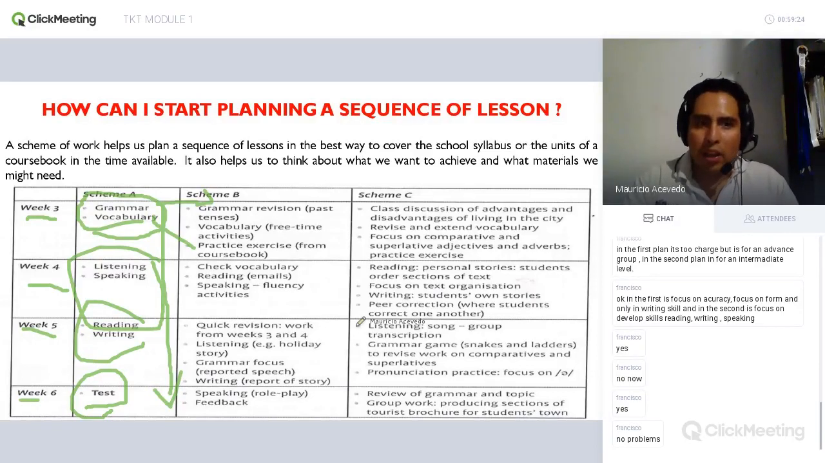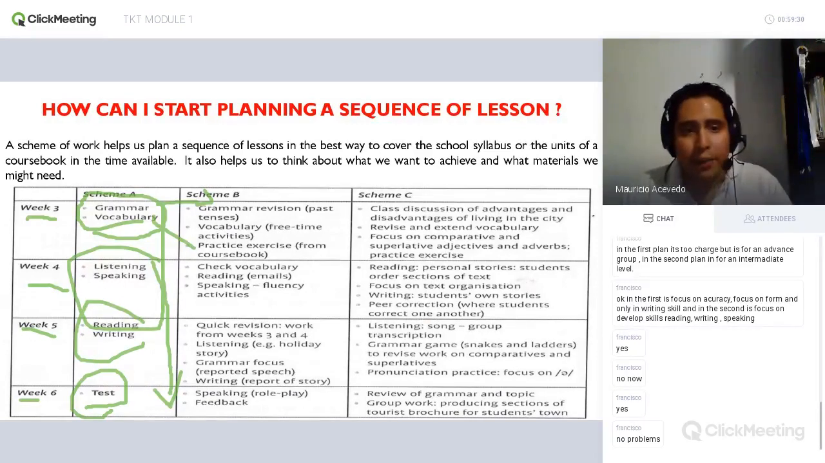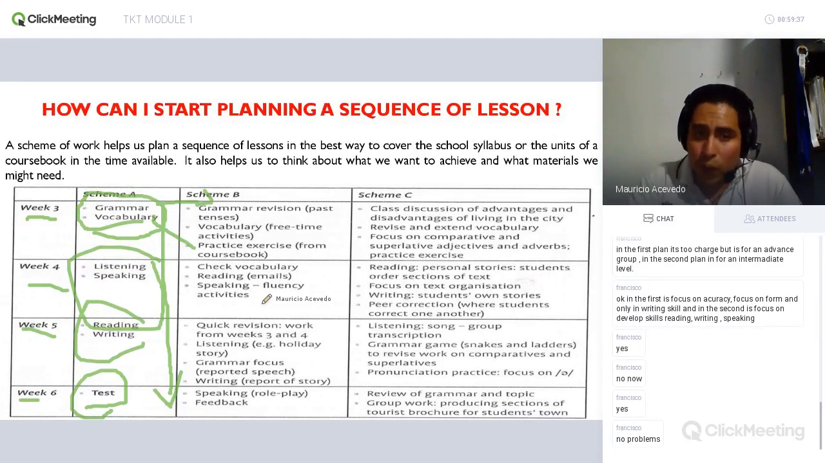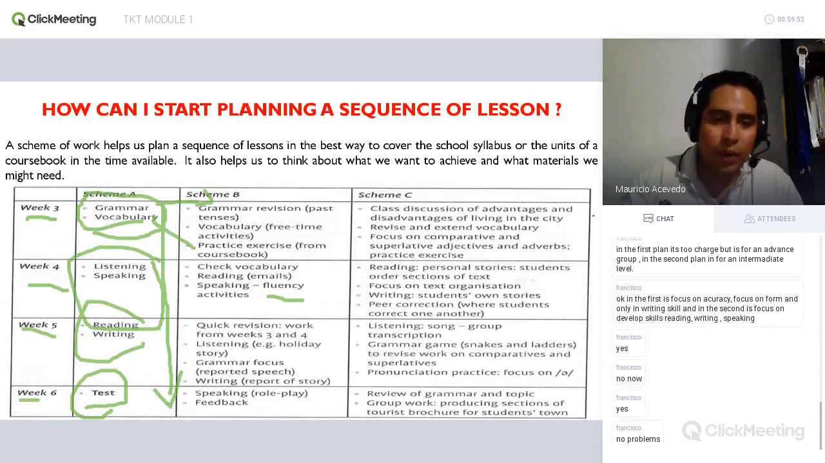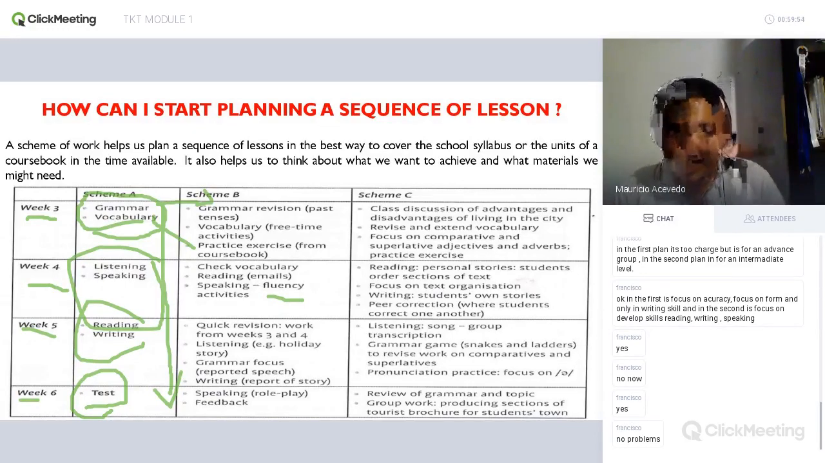Okay, part B. Listening and speaking. But what about the listening and speaking? Well, you're going to recheck vocabulary. Okay, you're going to look at reading emails, speaking fluency activities, especially fluency. Okay, you are going to practice speaking. But what kind of speaking? Fluency. Okay, reading and writing. Quick revision, work from weeks 3 and 4. Holiday. Okay, now we know that we're going to have a kind of revision, but now with reading.